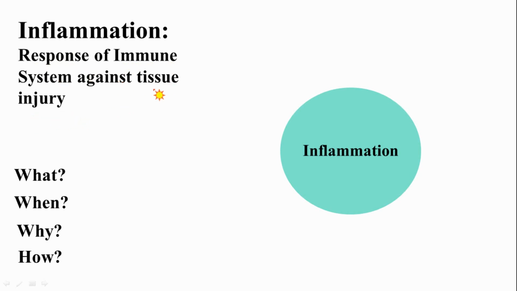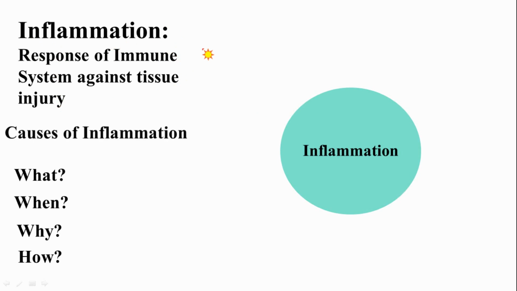The response of the host immune system against any tissue injury, what do we call it? Inflammation. So students, please remember this definition properly. Inflammation is the response of the host immune system against tissue injury. Whenever there is a tissue injury, there will be a response against it. That response contains several complex reactions, and all these complex reactions together are called inflammation, or the inflammatory response.